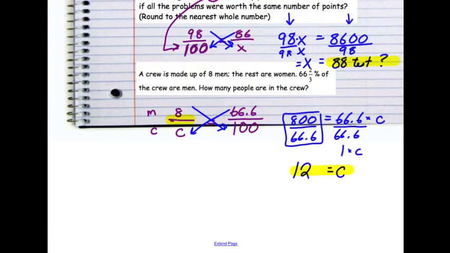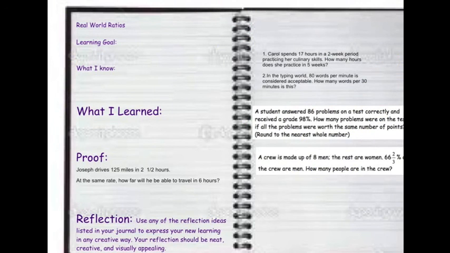If I went back and plugged this into my calculator and I said 8 men over 12 people in the total crew, and I divided that in my calculator and I said, what's 8 divided by 12? I would get 0.6666, which is the same as 66.6%. So you can always go back and check with your calculator whether or not your ratio is accurate. Don't forget to solve your proof problems.